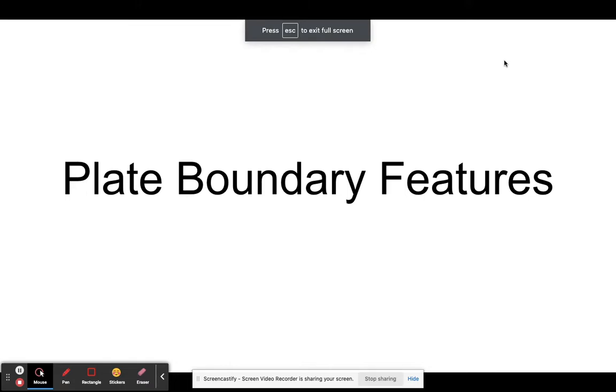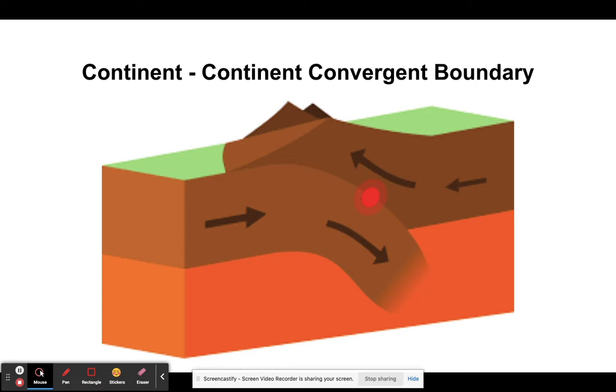All right, so this video is going to help you understand what's happening at the boundary between the different tectonic plates. Really, this is going to help you with the stop motion video that you're going to be making about all these boundary features. So here we go.